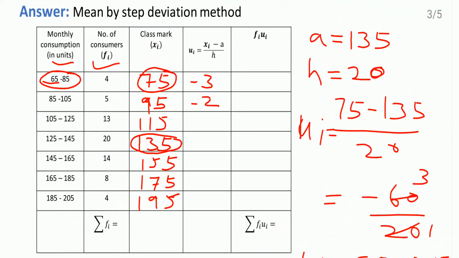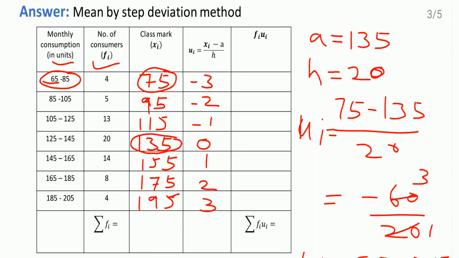In the same way, 115 minus 135. So it is minus 20, and minus 20 by 20 is minus 1. Then this is 0, this is 1, 2 and 3, if we keep on doing exactly the same way.